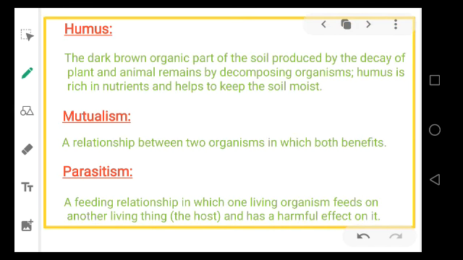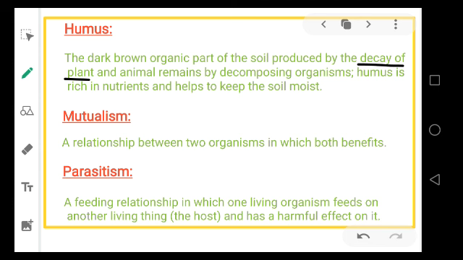Now moving towards humus. What is humus? The dark brown organic part of the soil produced by the decay of plants. Okay, did you mark the line in the textbook? Underline it. Decay of plant and animal remains by decomposing organisms. Okay, now decomposing means when they are left.